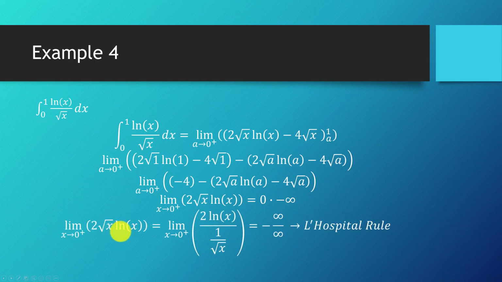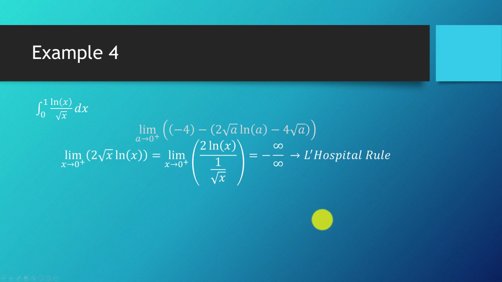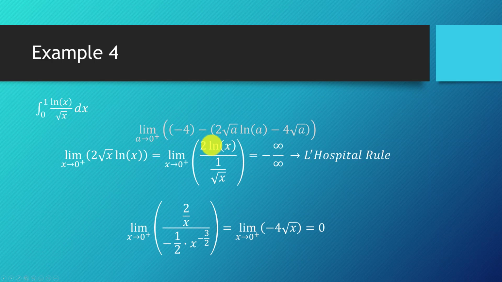We are going to rewrite it with the 2 natural log x on top, and then rewrite the root x as 1 over root x in the denominator. And then this time, we will get infinity over infinity, or there's a negative there. So negative infinity over infinity. And that means we can use L'Hopital's rule, taking the derivative of the top and the bottom. When we do that, we will get a 2 over x from the top, and then a negative 1/2 x to the negative 3/2 on the bottom.